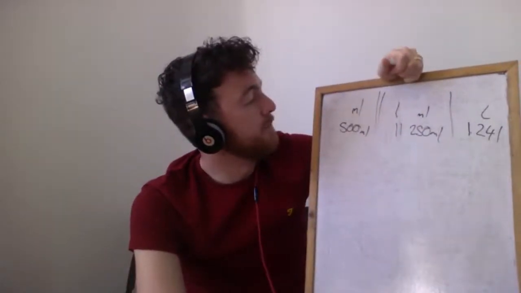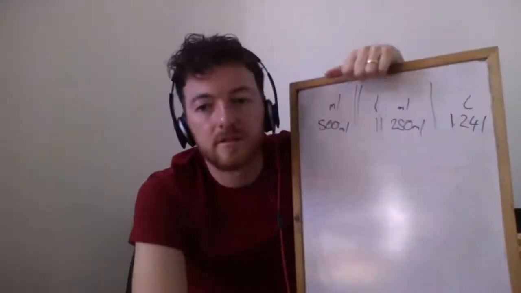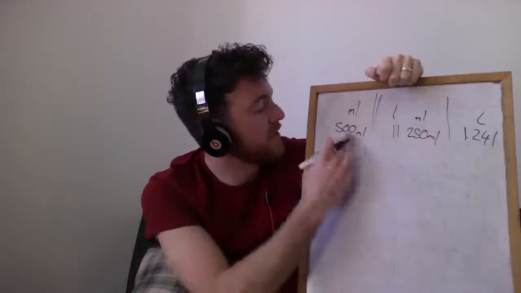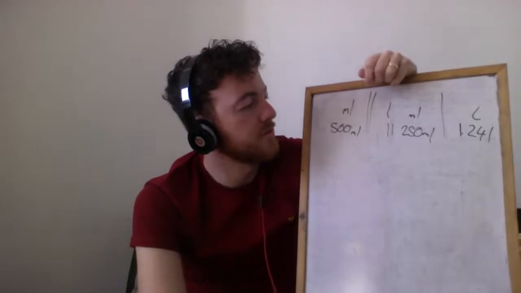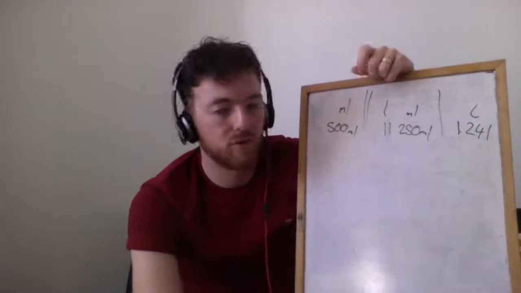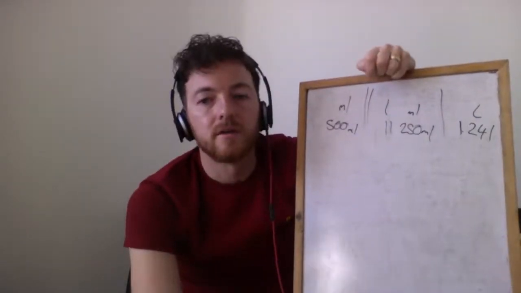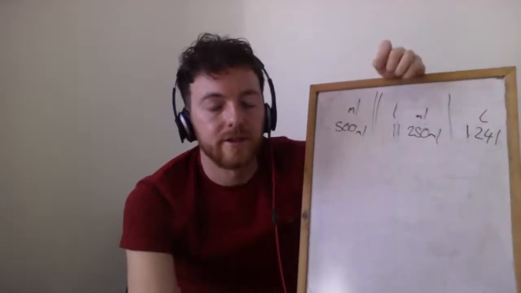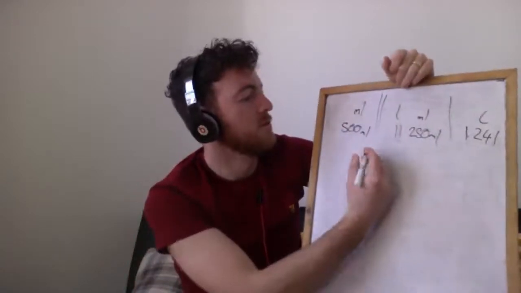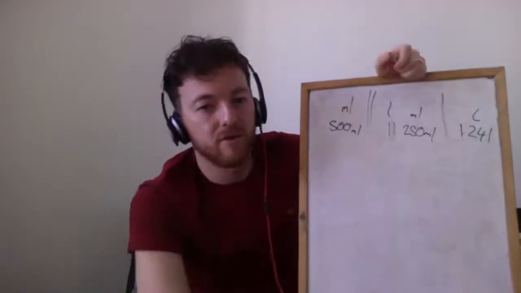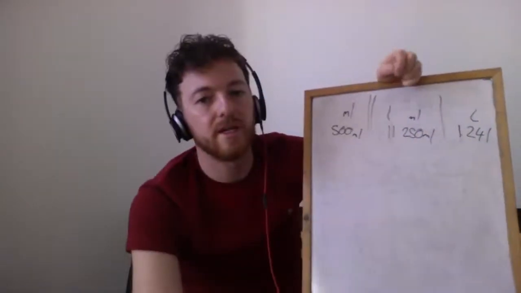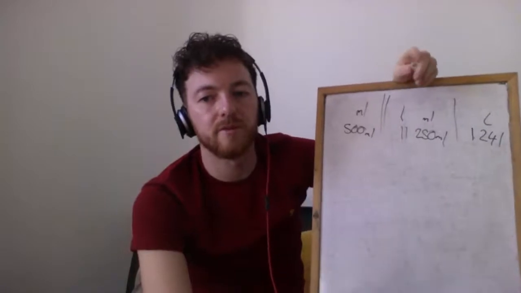So there's my question. With breakfast, I drank 500 mils. With lunch, I drank 1 litre, 250 mils. And with dinner, I drank 1.24 litres. How much did I drink altogether yesterday? So step number 1, you can see that the numbers I've given you are in 3 totally different formats. So we have to pick one format that's going to be quite nice for us.